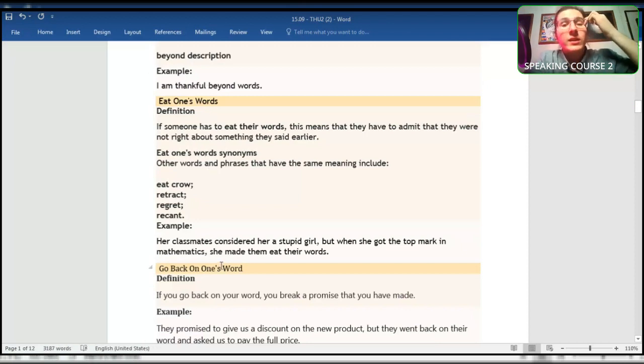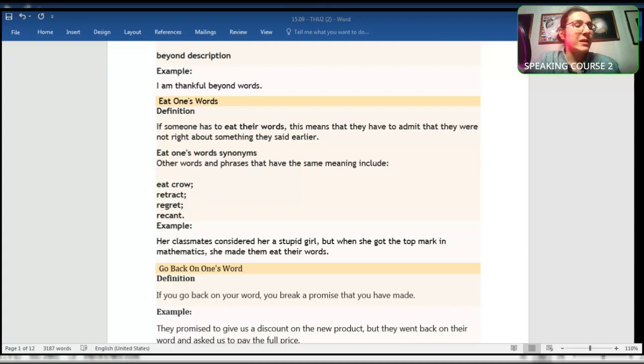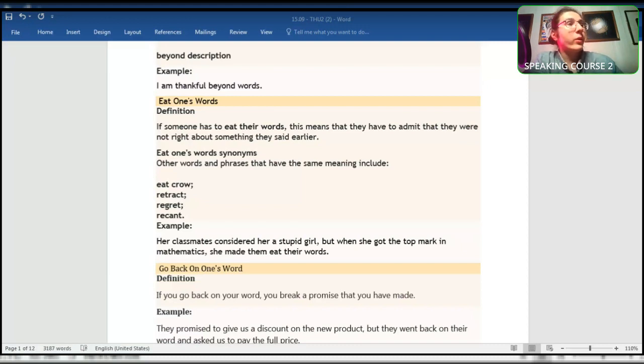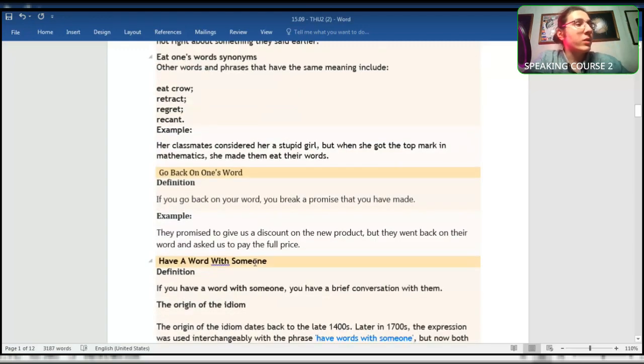And to go back on one's word is the same. It basically means to break a promise. So you say something or some kind of information and then you do something or you say something that is completely different next time. So that is called going back on your word. This also, by the way, usually has a negative connotation, but I think you already understand that. Yeah. Let us continue.